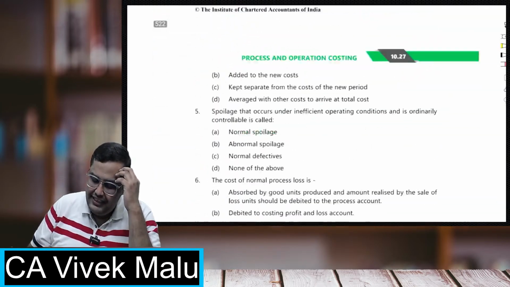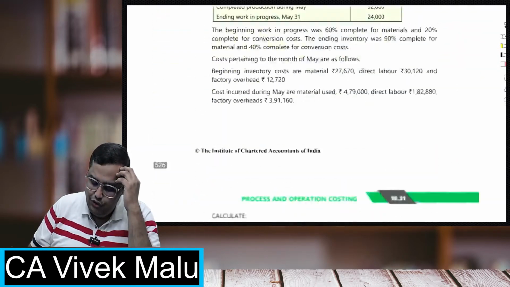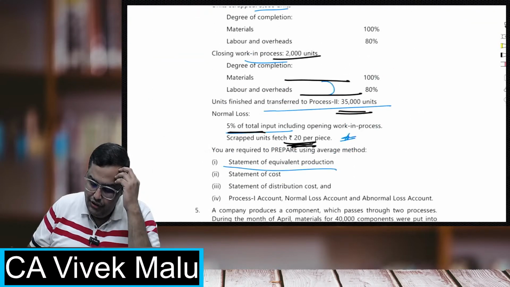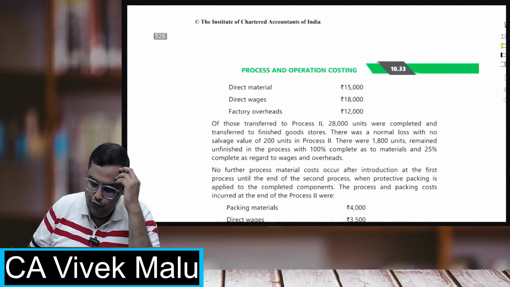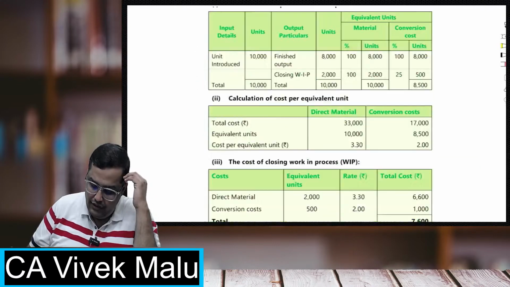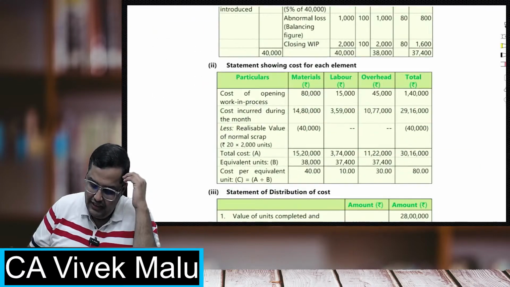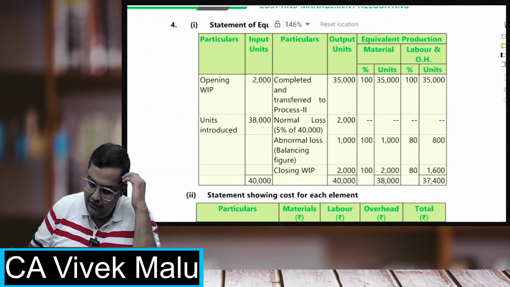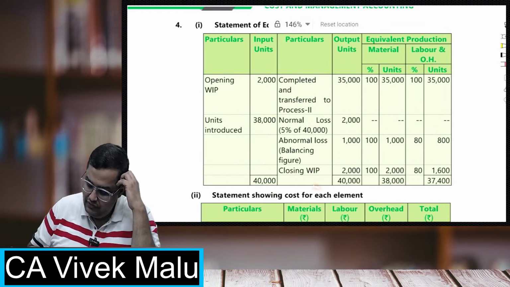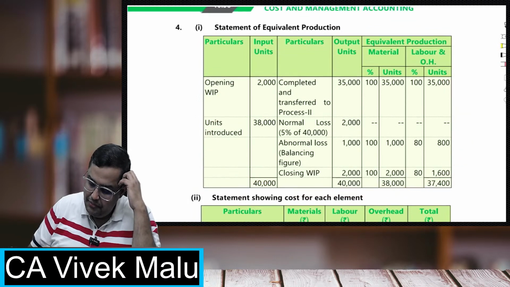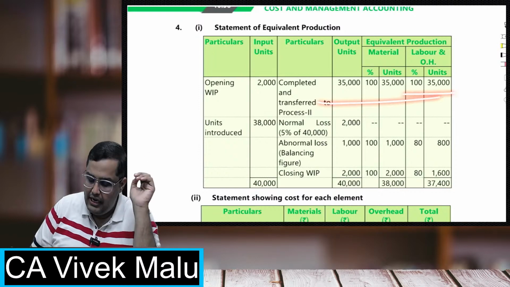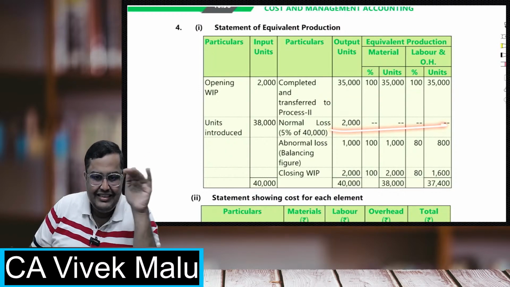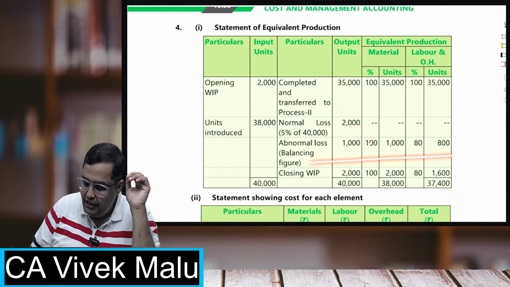The question which we did, let us just check the solution of that if we can. This was the question, right, which we did, the fourth one. Let us see the answer, if it is really the way we have done this. See this? Isn't it the same? The statement of equivalent production: completed 35,000, 100%, 100%. There's no opening breakup. Normal loss dash dash dash. Abnormal loss 100%, 80%. Closing 180.